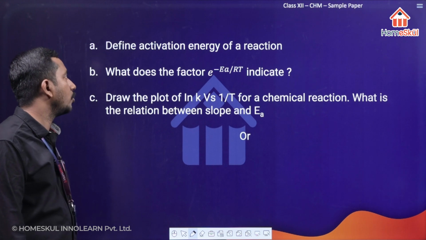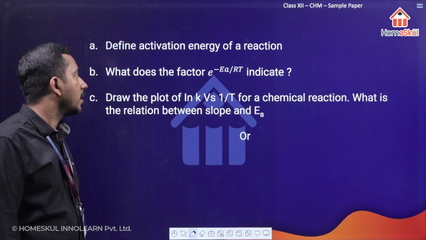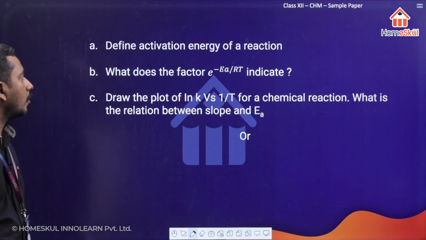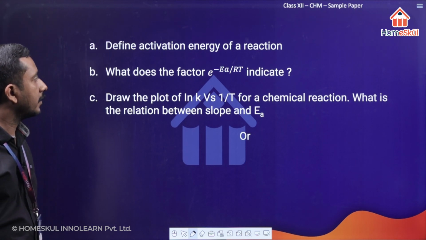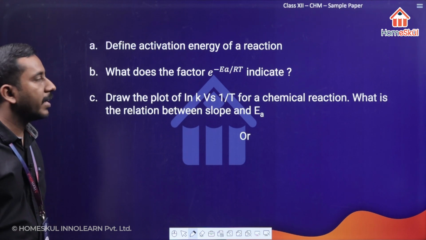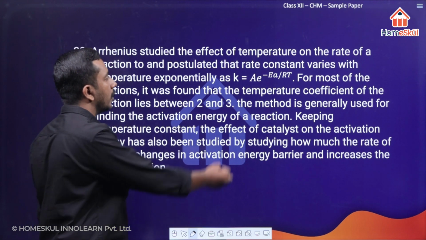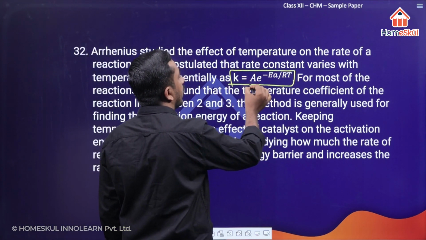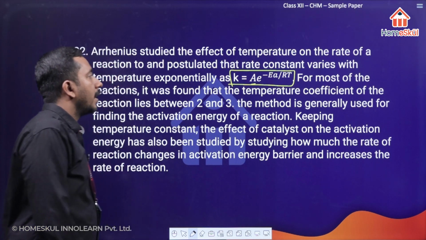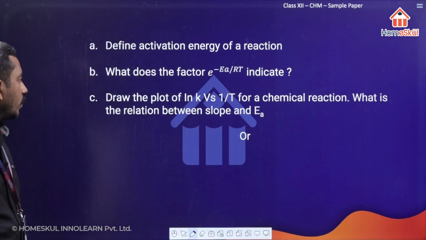The first question is to define the activation energy of the reaction. The second question is, what does the factor e raised to minus Ea by RT in the Arrhenius equation indicate? We have the Arrhenius equation, k is equal to A e raised to minus Ea by RT, where k is the rate constant and A is the Arrhenius factor. And what this fraction e raised to minus Ea by RT indicates is the second question.